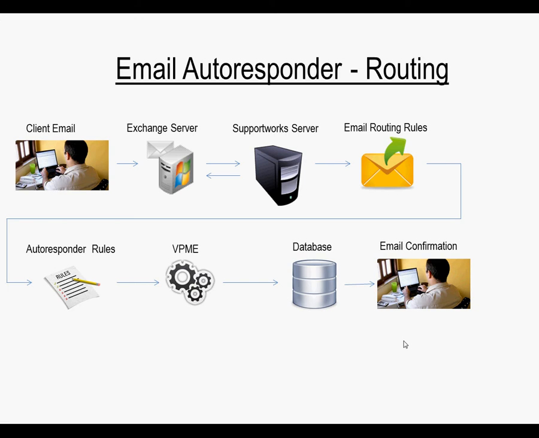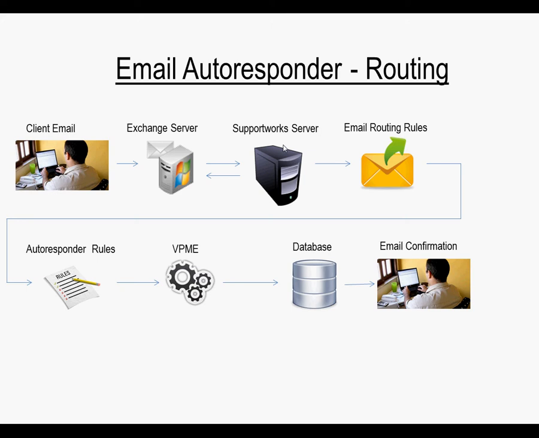To begin with, the end user sends the email into your shared mailbox. It would reach your Exchange server. The Supportworks server will be configured to set up a POP3 or IMAP4 connection to pick up your email from your Exchange server mailbox, and Supportworks will then pass it across to the email routing rules. The email routing rules will then determine whether the email should be forwarded onto the autoresponder, or progress as a simple email, or be forwarded across to a different folder within your mailbox.